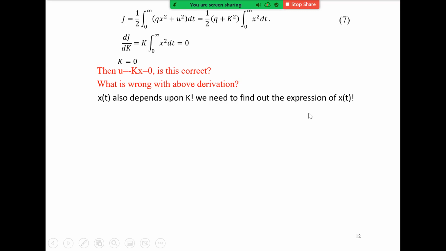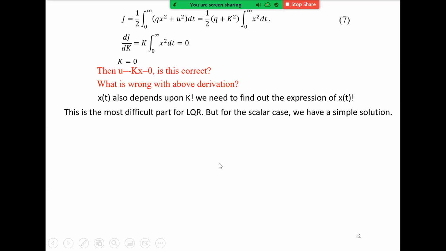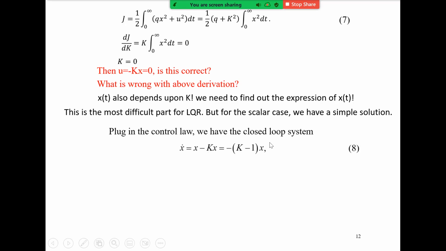So in order to do that, we need to first get the solution of this x. That is the most difficult part for the linear quadratic regulator. But for this scalar case, we have a simple solution because it's a first order system. Plugging in the controller, we have this closed loop system, and the solution is e to the minus (k minus 1)t. You can say x depends upon k.